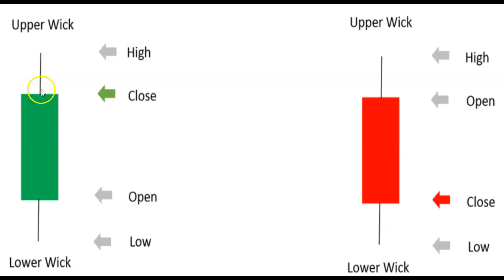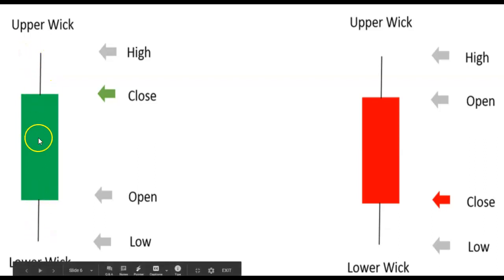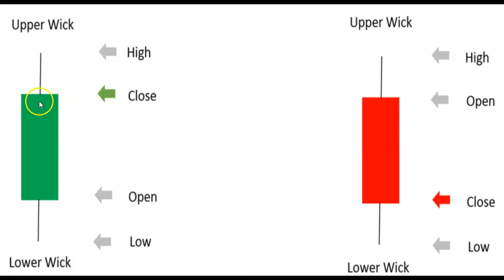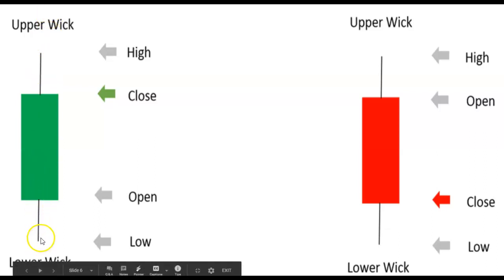This right here that you're looking at, at the top and at the bottom, those are called wicks. Sometimes there's no wick at all. Sometimes there's a small wick just at the top. Sometimes there's a very long wick at the top. Sometimes there's a small wick at the bottom. Sometimes there's a very long wick at the bottom.